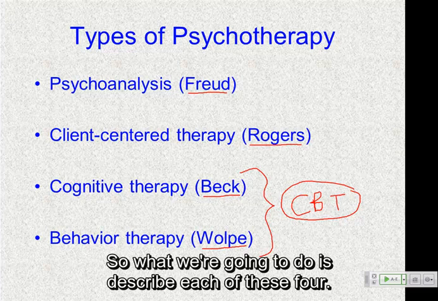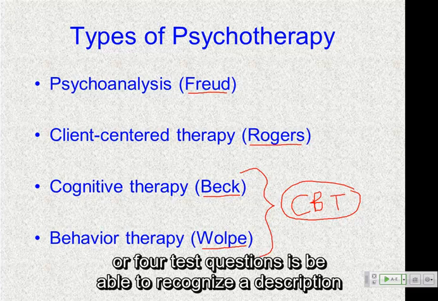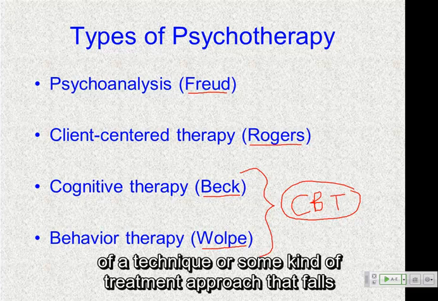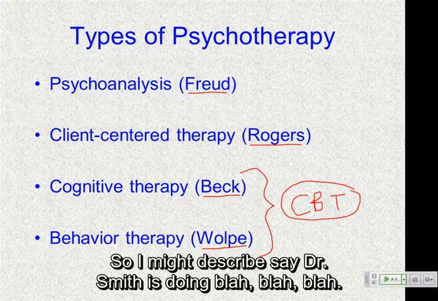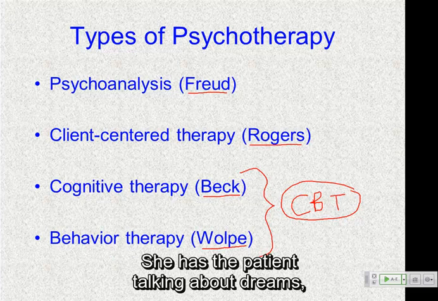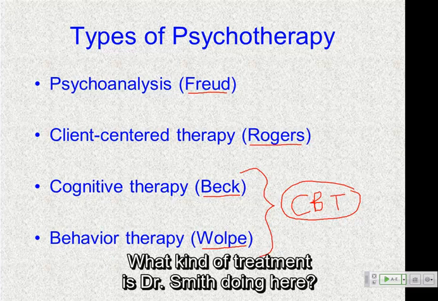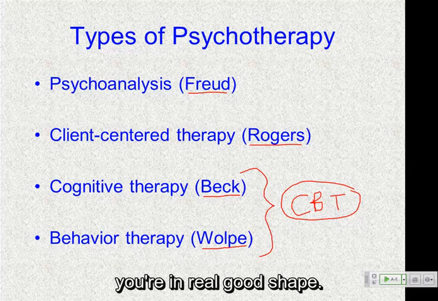So what we're going to do is describe each of these 4. What you're going to need to do, probably on at least 3 or 4 test questions, is be able to recognize a description of a technique or some kind of treatment approach that falls into one of these categories. So I might describe, say, Dr. Smith is doing blah, blah, blah. She has the patient talking about dreams, and she's analyzing the dreams. What kind of treatment is Dr. Smith doing here? Okay, so we'll talk about those. And if you can do that by the time we're done today, you're in real good shape.